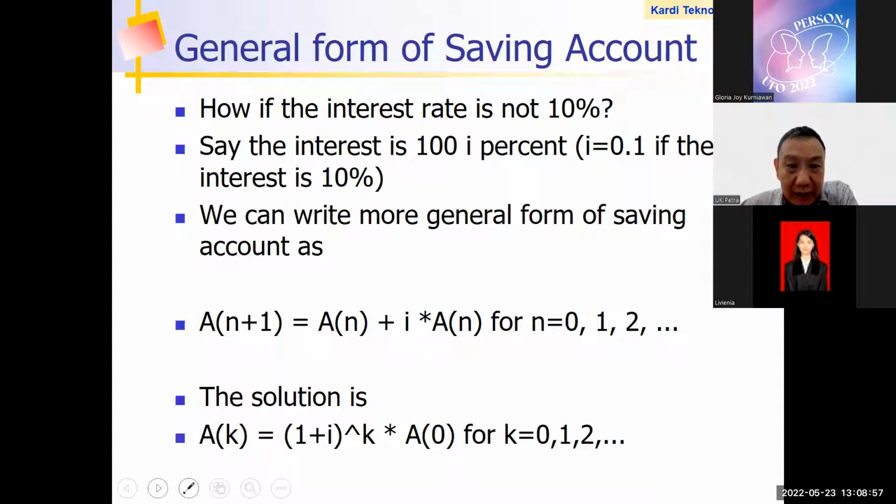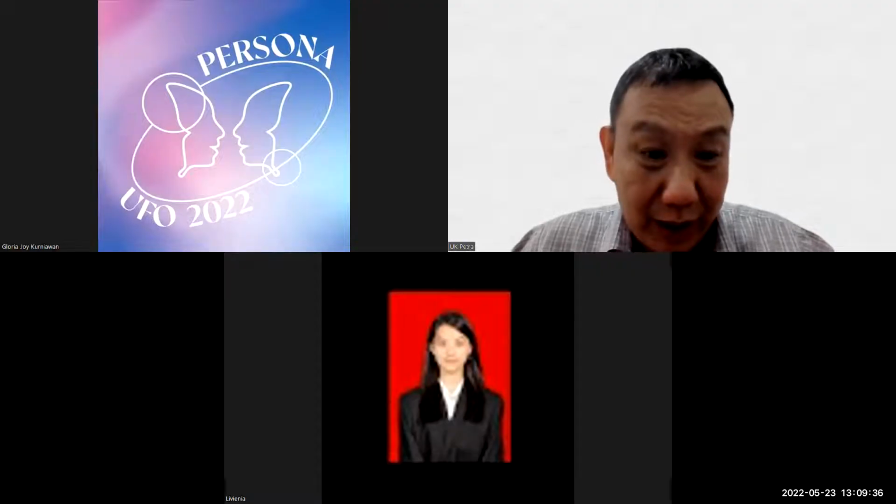And we can generalize this. Instead of 10%, we can put it as i, and then the solution is this one. So if you have this kind of affine difference equation, and you have the first number, so this is the recursive formula, then you can find the general solution is something like this. This is just to refresh your memory. With that, let's go to the real topic today.